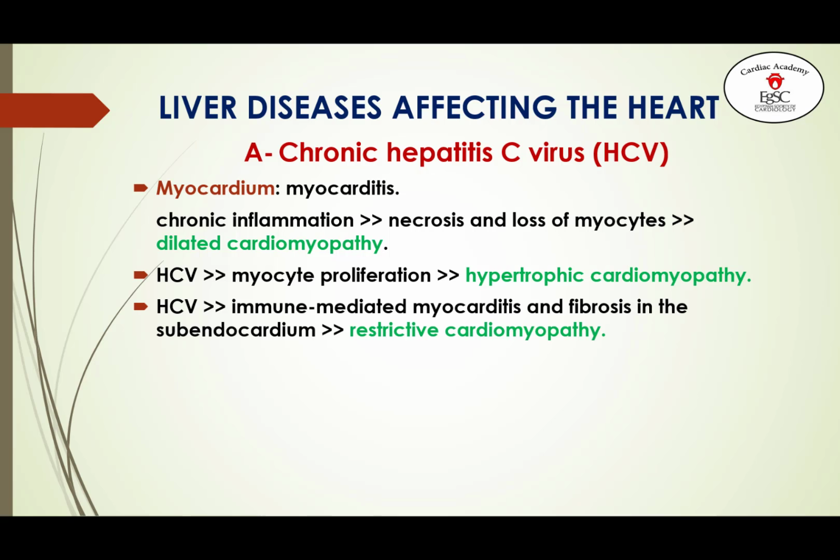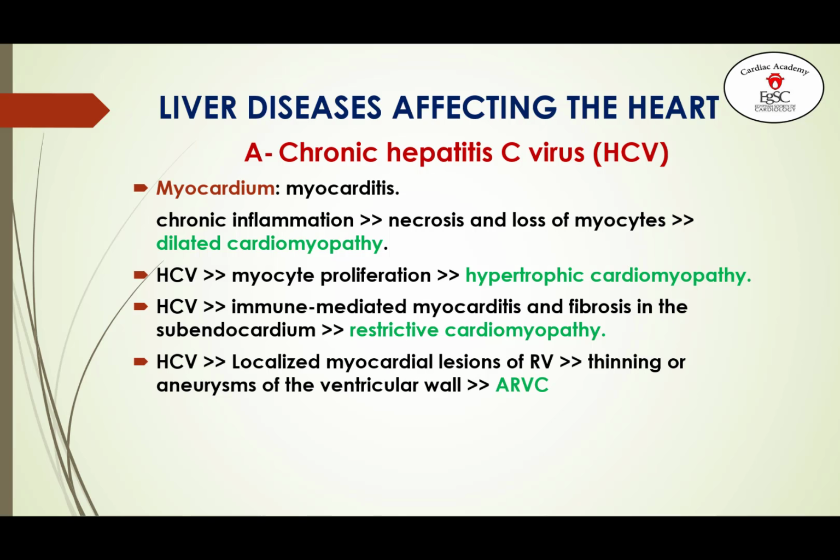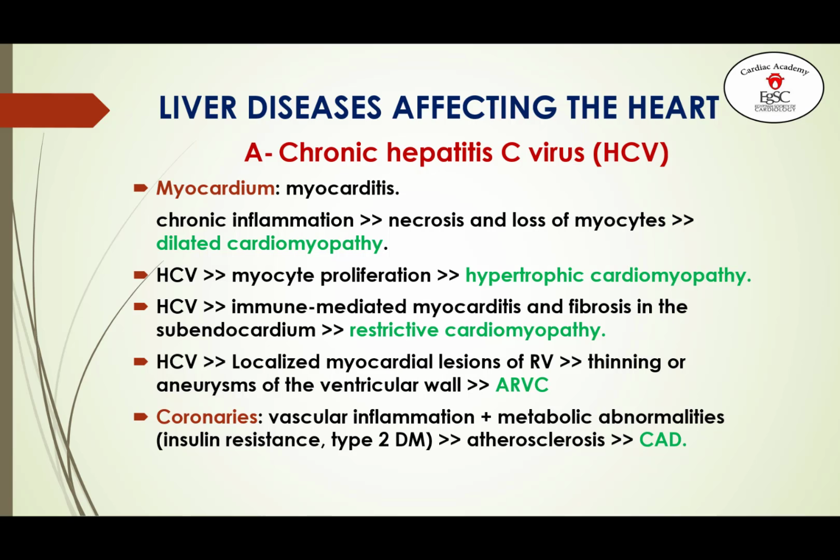And the immune-mediated myocarditis and fibrosis, when it is confined to the subendocardium, can lead to restrictive cardiomyopathy. And sometimes it causes localized myocardial lesions of the right ventricle, leading to thinning or aneurysm of the ventricular wall and ending with arrhythmogenic right ventricular cardiomyopathy. Also, HCV can affect the coronaries as it causes vascular inflammation and metabolic abnormalities, and both excite atherosclerosis, leading to coronary artery disease.